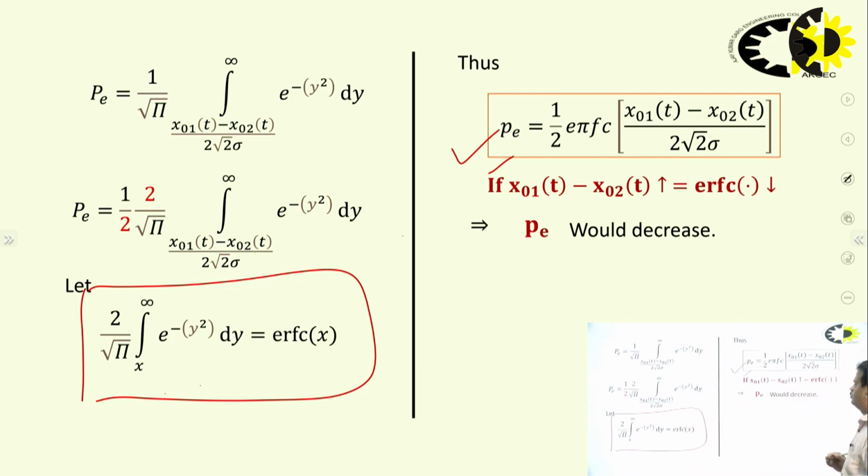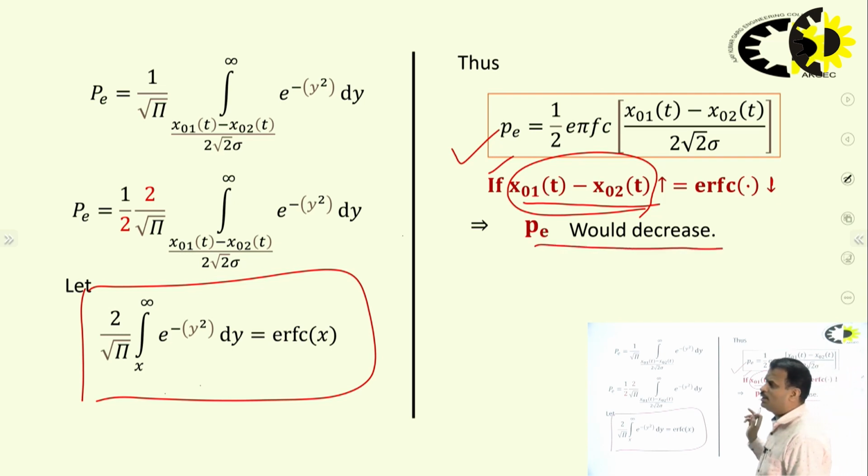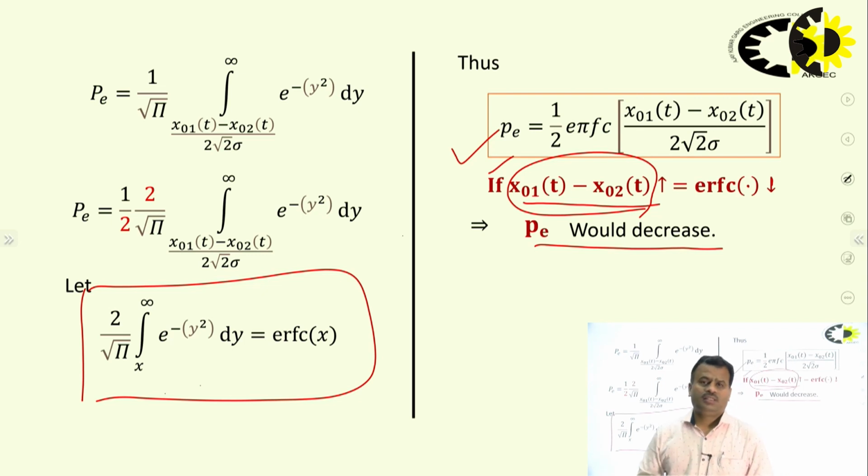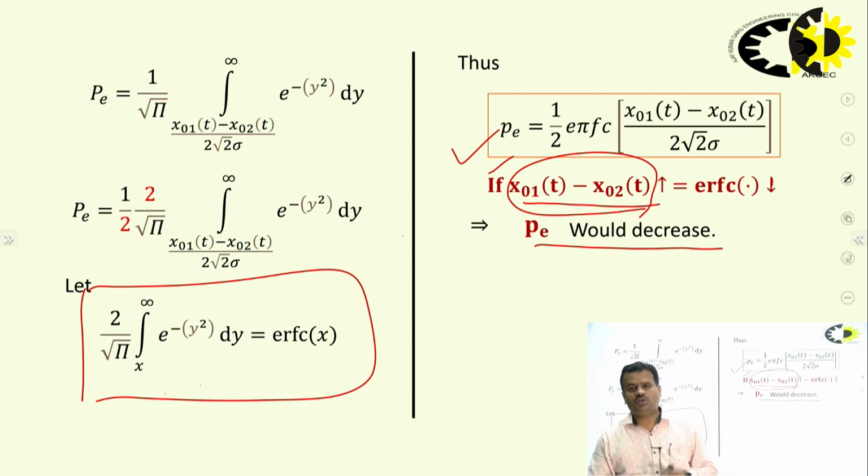Here you can see that x01(t) minus x02(t) is the difference between the output signals. If it increases, then the error function value will decrease, so the probability of error also decreases. So this is the expression for the optimum filter probability of error, and you can easily understand how you can get the probability of error in the case of the optimum filter.